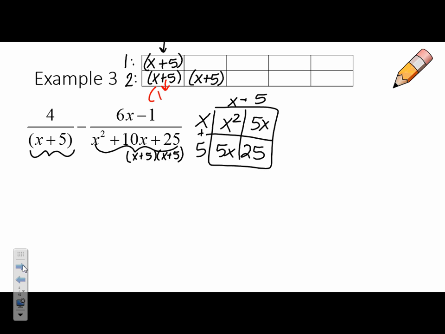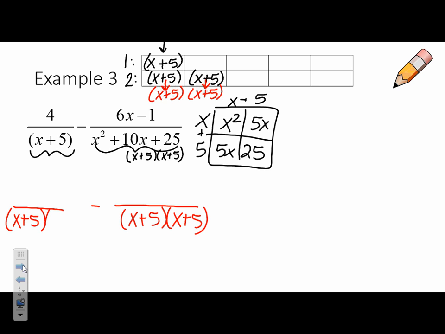Well, it looks like I have to have an x plus 5 for this column and another one. That's what the second column says too. So I need two x plus 5 as factors. So my common denominator, here we go: x plus 5 and another x plus 5.